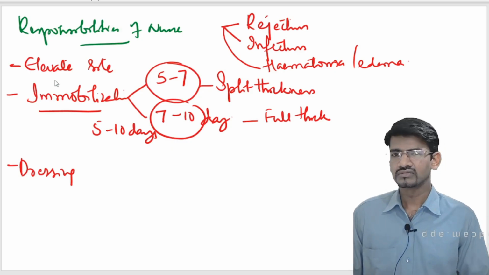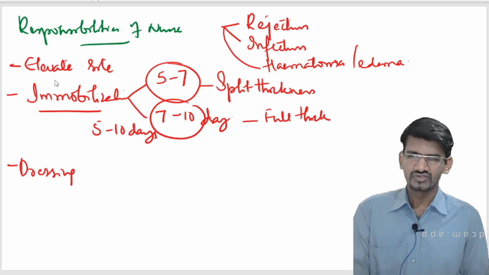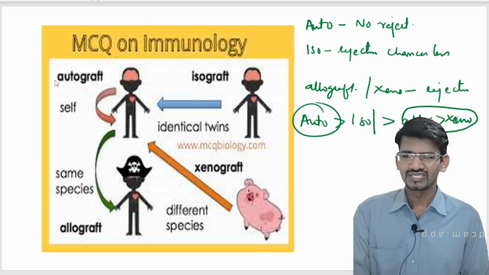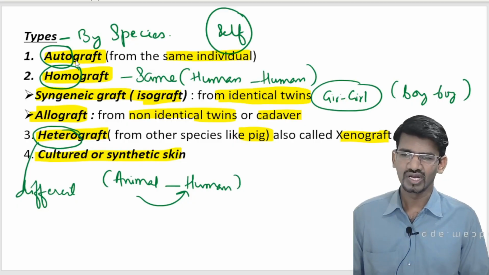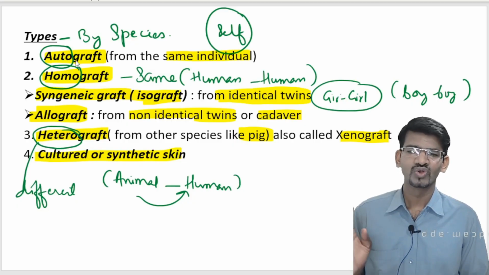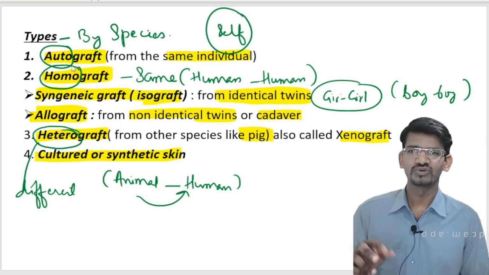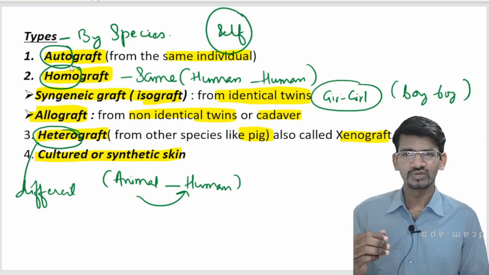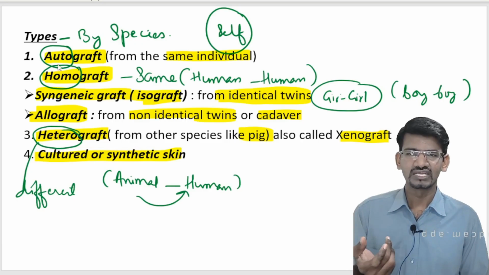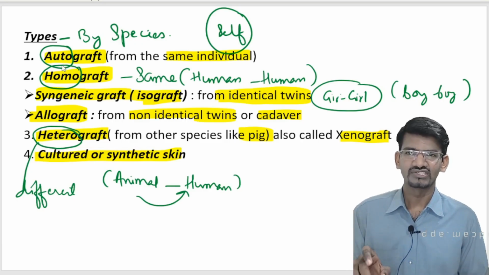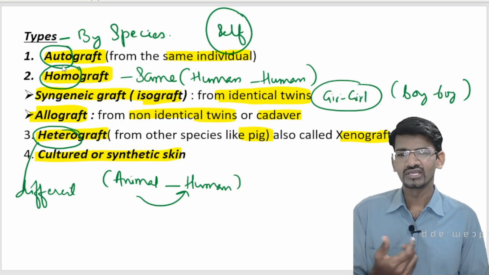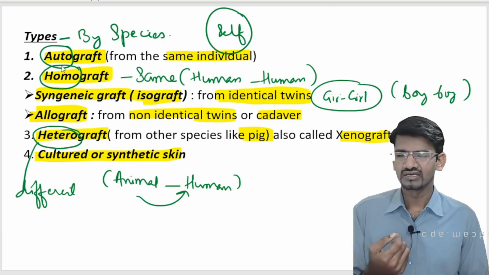Hope the concept is clear. Just remember these types: auto means self, that is from the patient. Homo means from the same species, that is from human to human. In this human to human, if it is taken from identical twins, it is called isograft or syngenic graft. If it is from a non-identical donor or from a dead body, the cadaver, then it is allograft.